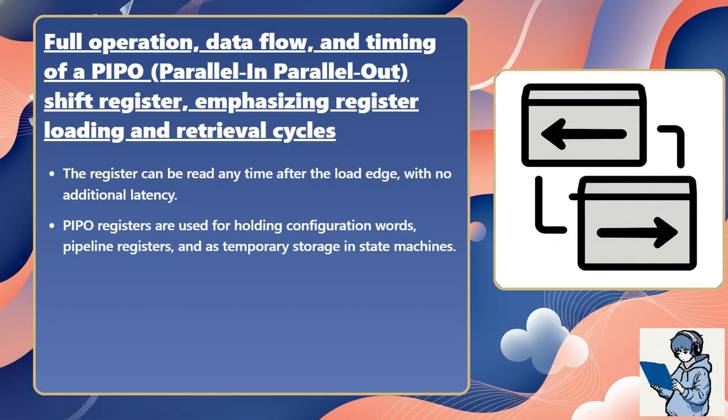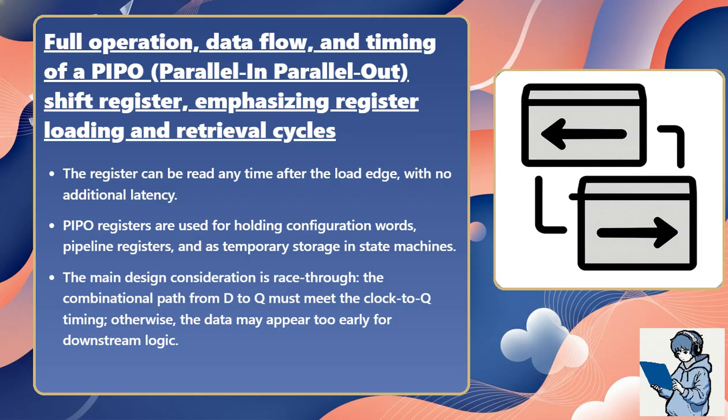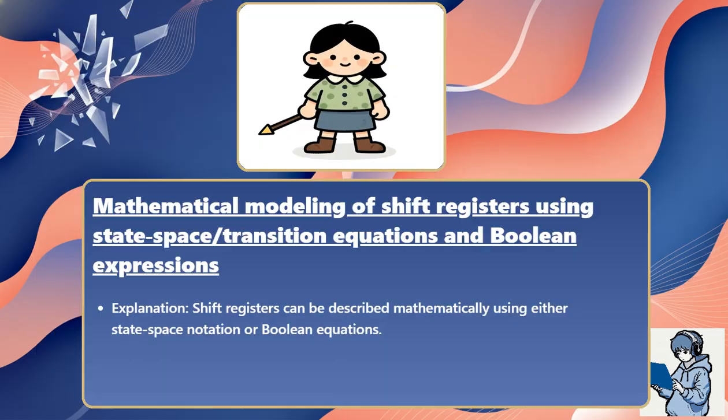PIPO registers are used for holding configuration words, pipeline registers, and as temporary storage in state machines. The main design consideration is race through. The combinational path from D to Q must meet the clock to Q timing. Otherwise, the data may appear too early for downstream logic.